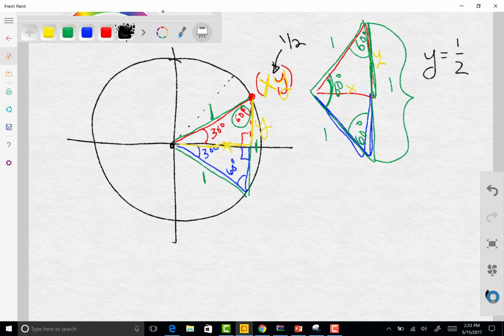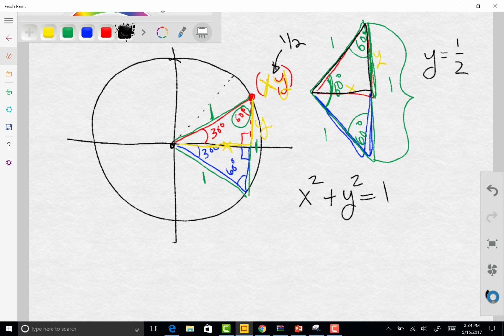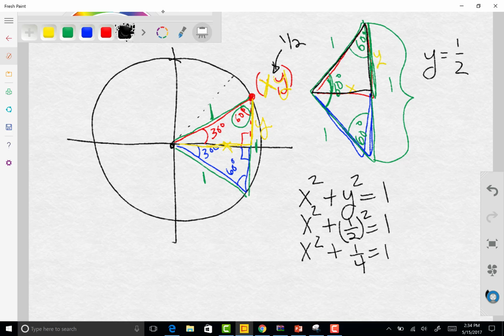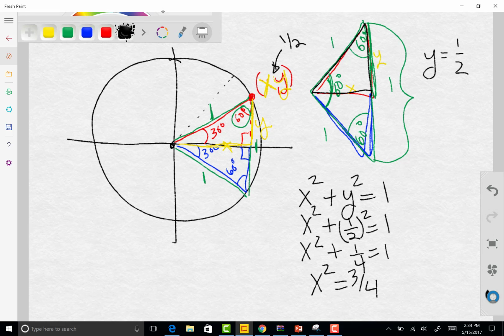If I look at just half this equilateral triangle, this part right here, there's my X, there's my Y, here's my hypotenuse. So I can use the Pythagorean theorem. X squared plus Y squared is equal to 1 squared, which is 1. I know that Y is a half. We just figured that out. So I'm going to put in X squared plus 1/2 squared is equal to 1. So I have X squared plus 1/4 is equal to 1. Now when I subtract 1/4 from each side, I get X squared is equal to 3/4, because I can change that 1 into 4/4, and when I subtract 1/4, that gives me 3/4.